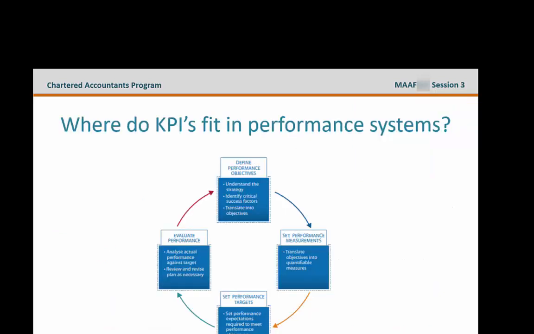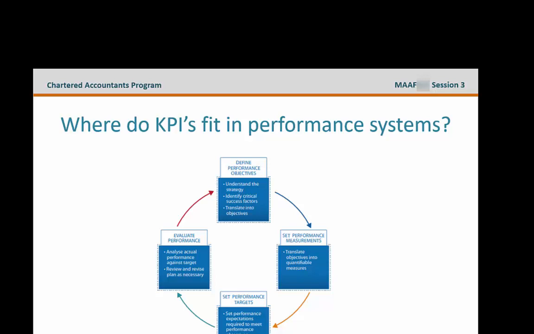Where do KPIs fit within performance management systems? This diagram from the CSG is of a typical performance management process. The first step is to develop some performance objectives. These would be based on the organization's overall strategy and the critical success factors that have already been identified. The next step is to set performance measures or KPIs. These enable us to measure whether or not we are meeting our objectives.